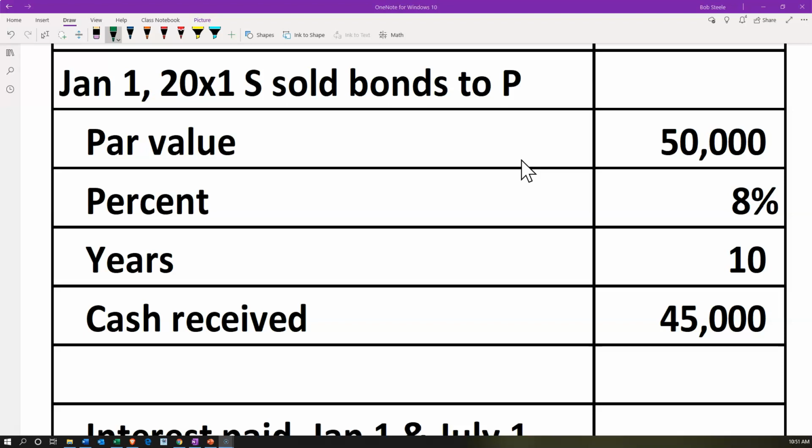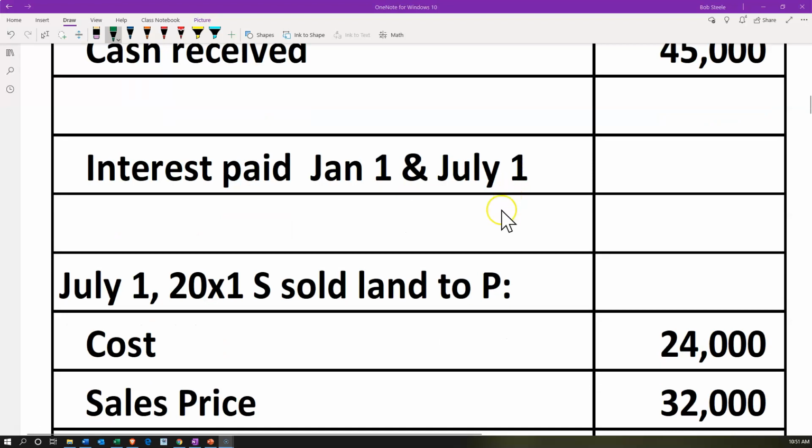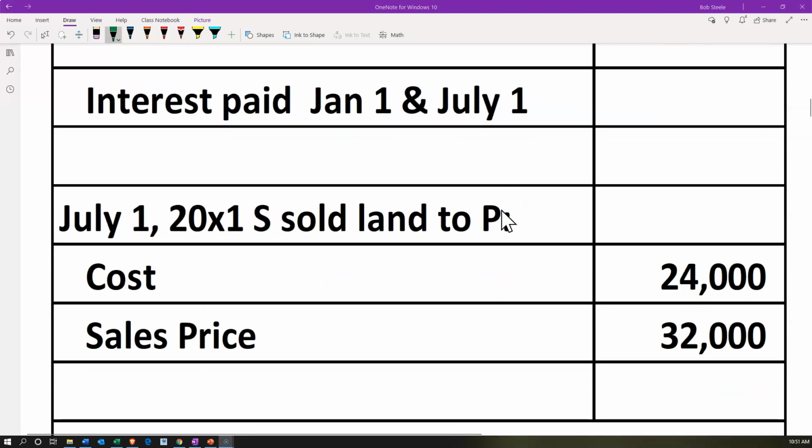That's a little bit easier than what we'll see a little bit later, which is the case where one of the companies issued the bonds and then the other company purchased it from a third party. So in other words, in this type of transaction, we'll see a nice mirroring between S and P with relation to the bond activity, a mirroring that won't be as reflective if one of them was to have purchased the bonds from a third party, which we'll see at a later point. So interest is going to be paid on January 1st and July 1st.